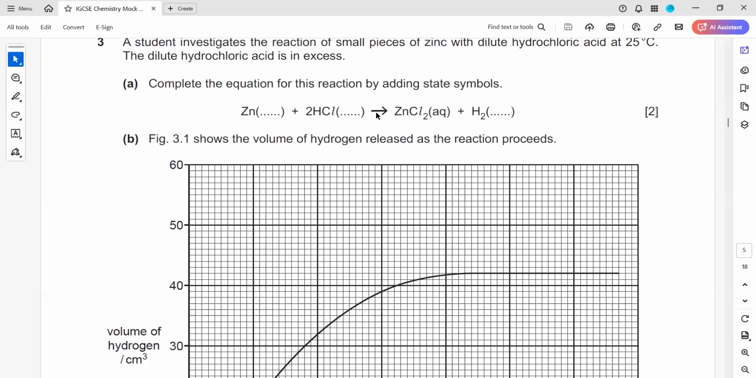No, you don't have to add a number. The equation is already done. Molten? What do we write? Molten, we write liquid.